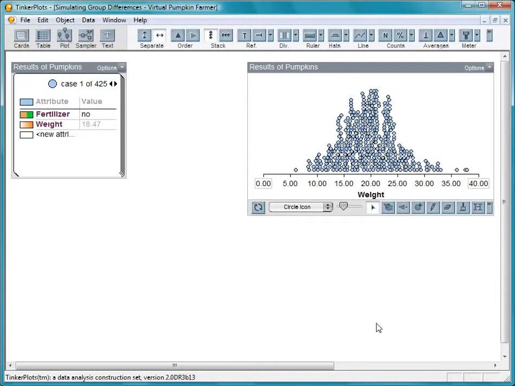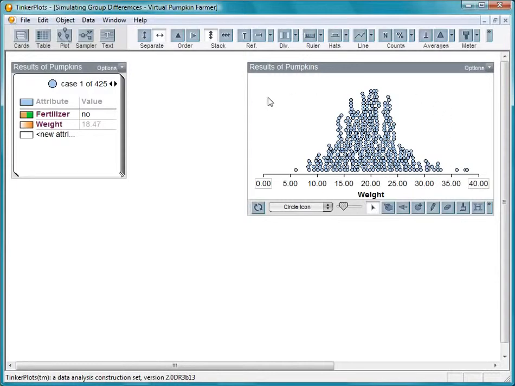In this video, you will learn how to use TinkerPlots to simulate differences in two datasets and determine whether the differences between the groups will be repeated in a different sample. This graph shows the weight in pounds of 425 pumpkins.